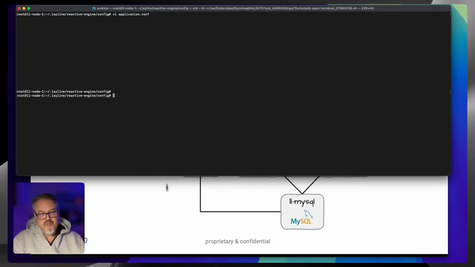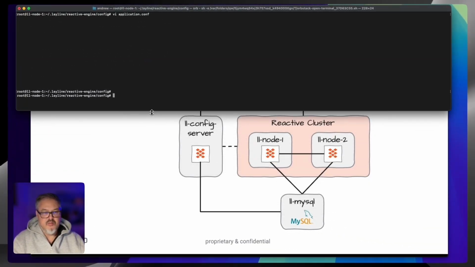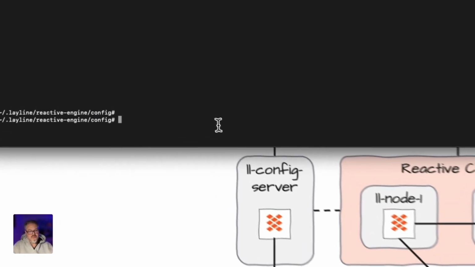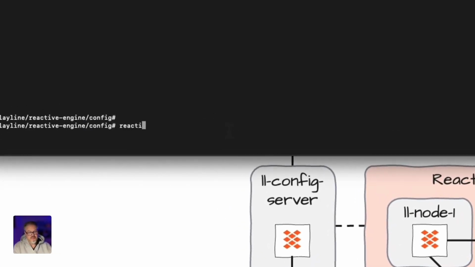And for node 2, I don't have to go into that because it's exactly the same setup as for node 1, except where I put down llnode1 in the application.conf file, you'll have to put in llnode2 or whatever other name you have for your host name there. So let's fire up the reactive engine on node 1.